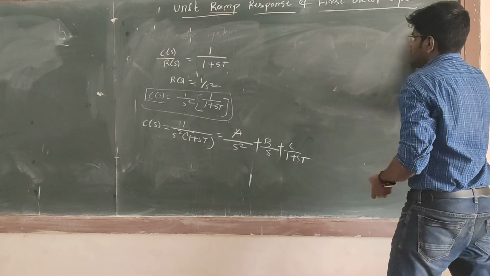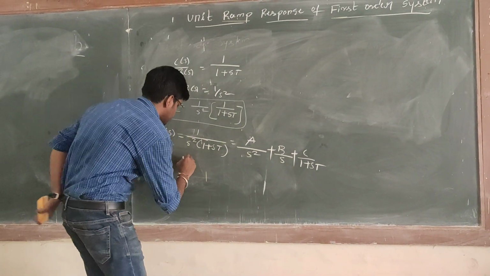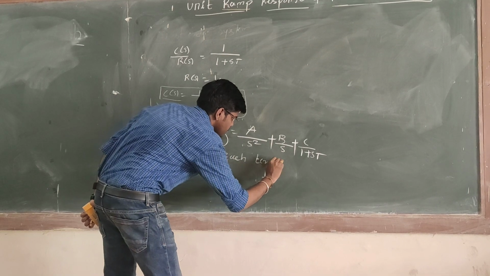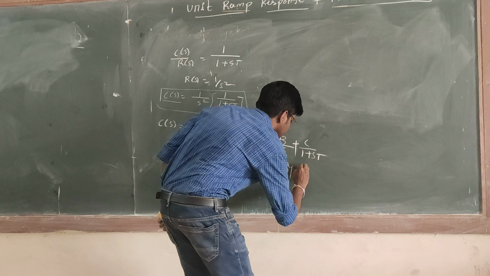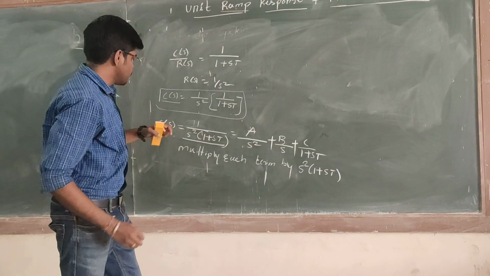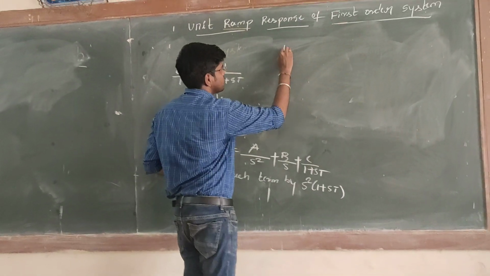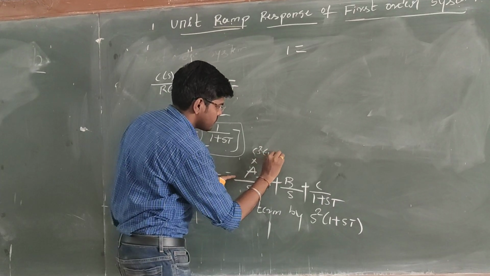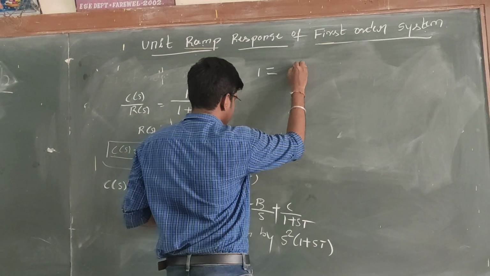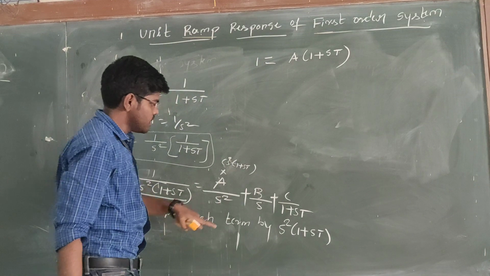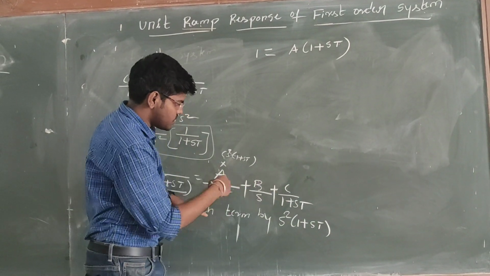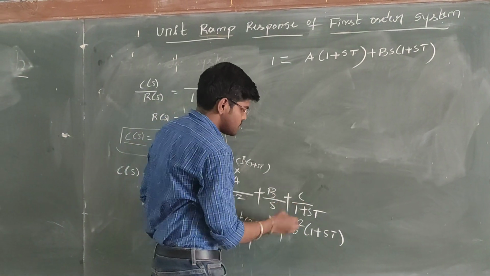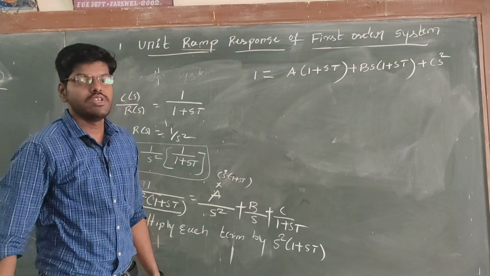We will write here: multiply each term by S square into 1 plus S into T. Once you multiply each term by S square into 1 plus ST, the LHS term will be 1, because S square into 1 plus ST gets cancelled. For the first term, S square and S square get cancelled, and the remaining term is A into 1 plus ST. For the B term, one S gets cancelled, and the remaining term is B into S into 1 plus ST. For the third one, 1 plus ST gets cancelled, and the remaining term is C into S square. Let us save it as equation number 1.